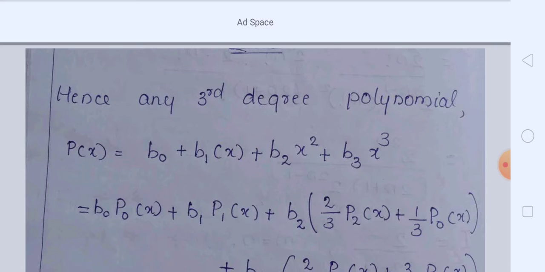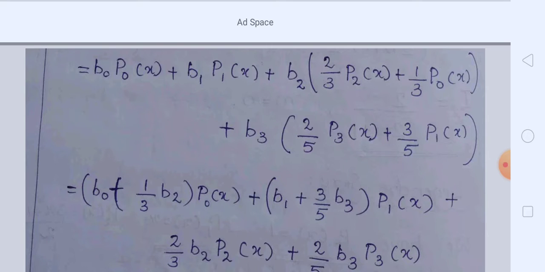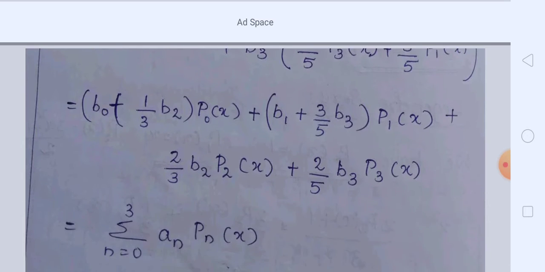Then b0 into 1 means b0 P0(x) plus b1 into x, where x means P1(x), plus b2 into x². Instead of x² we can write, from the above formula, (2/3) P2(x) + (1/3) P0(x), plus b3 into x³. x³ is equal to (2/5) P3(x) + (3/5) P1(x). Therefore, we can combine these terms as (b0 + (1/3) b2) P0(x) + (b1 + (3/5) b3) P1(x) + (2/3) b2 P2(x) + (2/5) b3 P3(x).